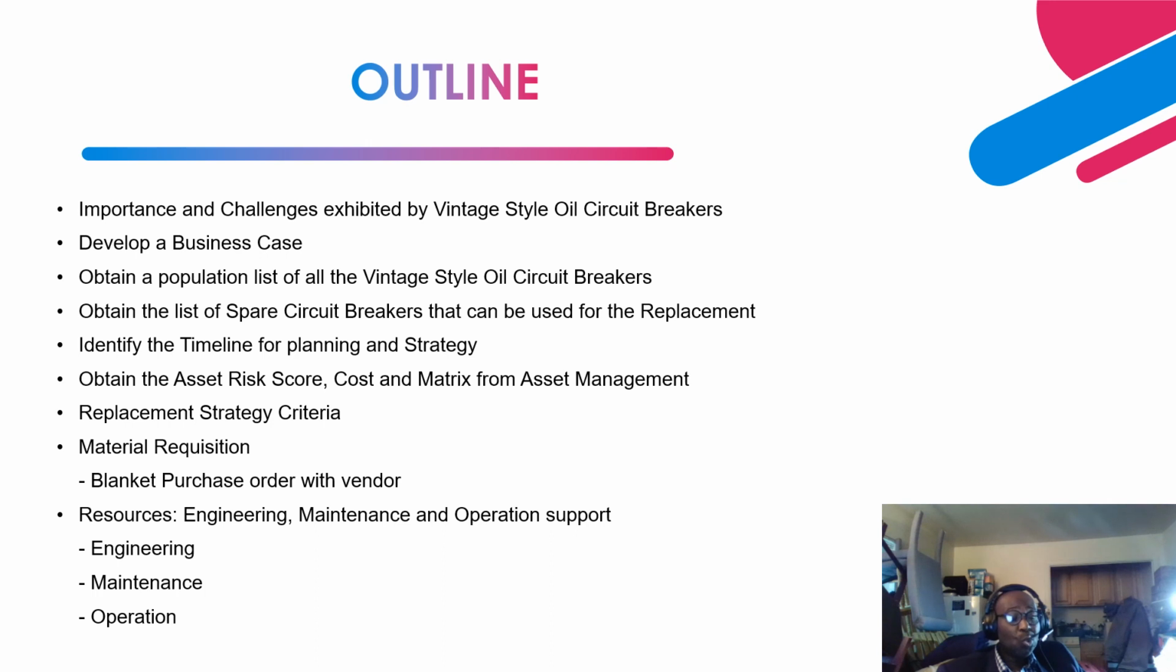Then I'll show you the list of criteria that you need to consider when you are implementing this replacement strategy. Then your material requisition, and utilizing your blanket purchase order to place an order for these circuit breakers, based on the portfolio mix of circuit breakers that you have, the vacuum type and the SF6 type.